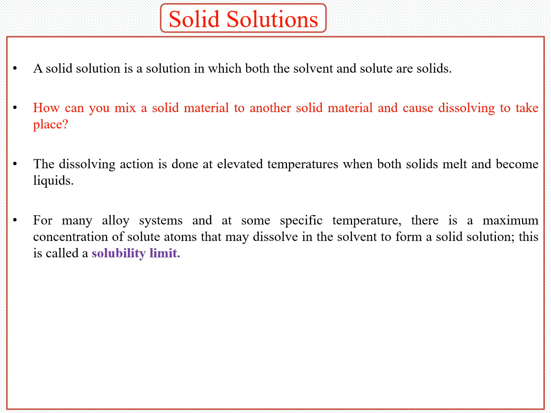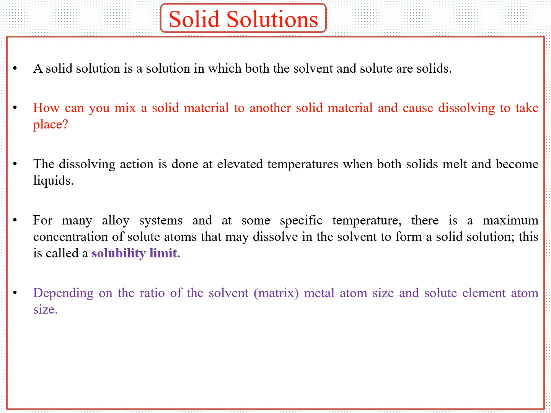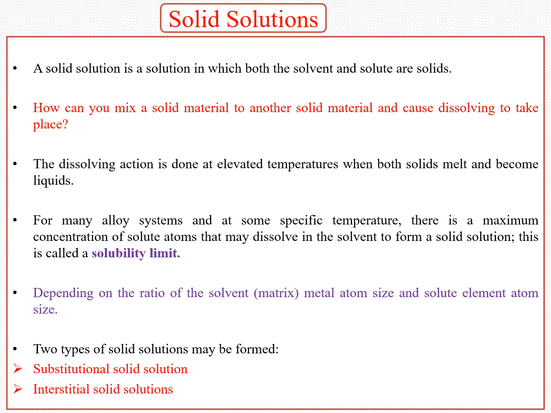For many alloy systems and at some specific temperature, there is a maximum concentration of solute atoms that may dissolve in the solvent to form a solid solution. This is known as solubility limit. So depending on the ratio of the solvent metal atom size and solute element atom size, two types of solid solutions may be formed. The first one is substitutional solid solution and the other one is interstitial solid solution.